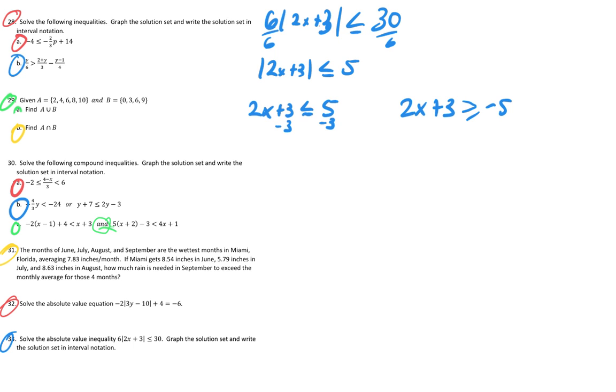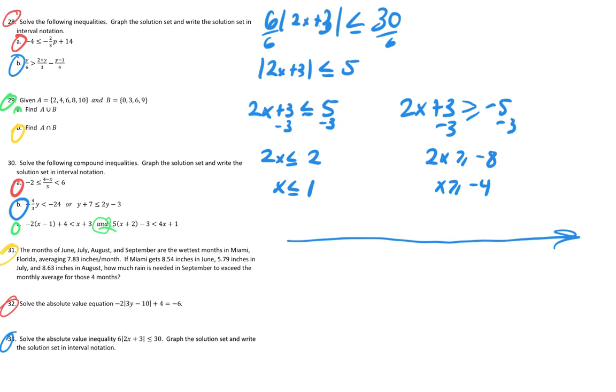So minus 3, minus 3. 2x less than or equal to 2, x less than or equal to positive 1. Here we'll subtract off 3 and 3. We'll get 2x greater than or equal to negative 8, and then x is greater than or equal to negative 4.